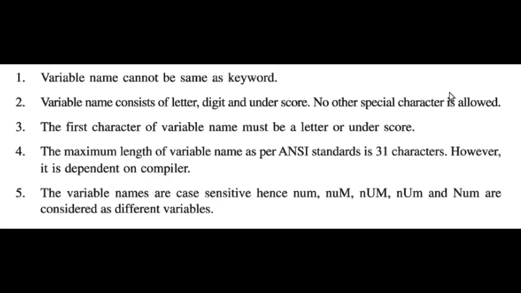Third, the first character of a variable name must be a letter or underscore. Even though we can use digits in a variable name, the variable name cannot start with a digit. After the first alphabet or underscore sign, we can use digits in a variable name, but a digit cannot be used at the first place.